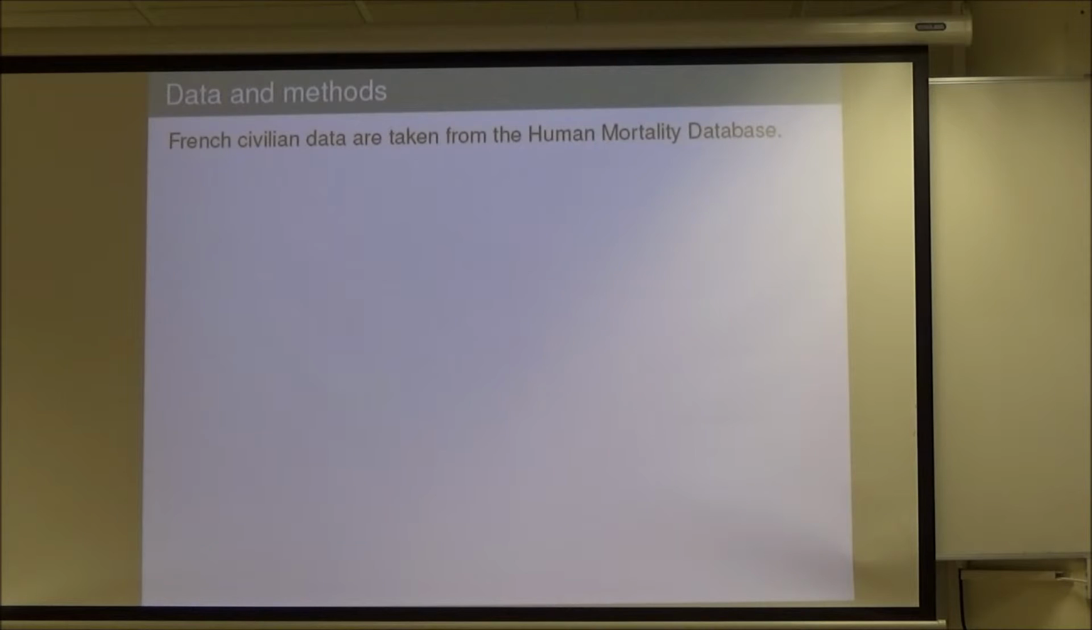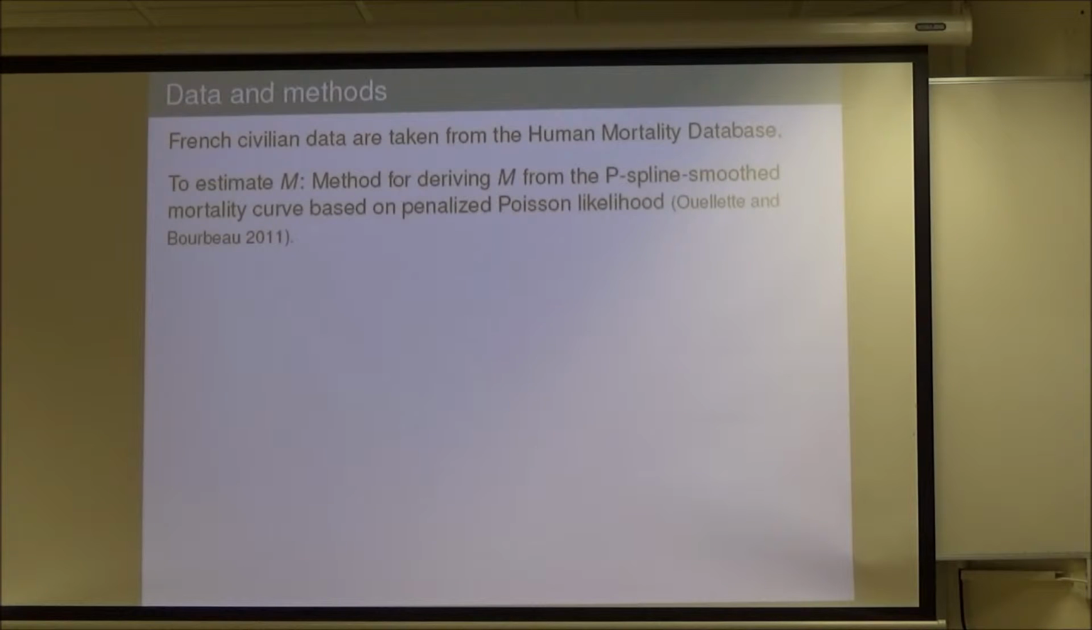All right, so in order to address these questions, we rely on data for the French civilian populations that are available on the Human Mortality Database. To estimate the modal age at death, we use a method for deriving M from the Poisson P-spline smoothed mortality curve. This method to estimate M was actually developed as part of my PhD dissertation. If you'd like to know more about that, we can talk after this session.